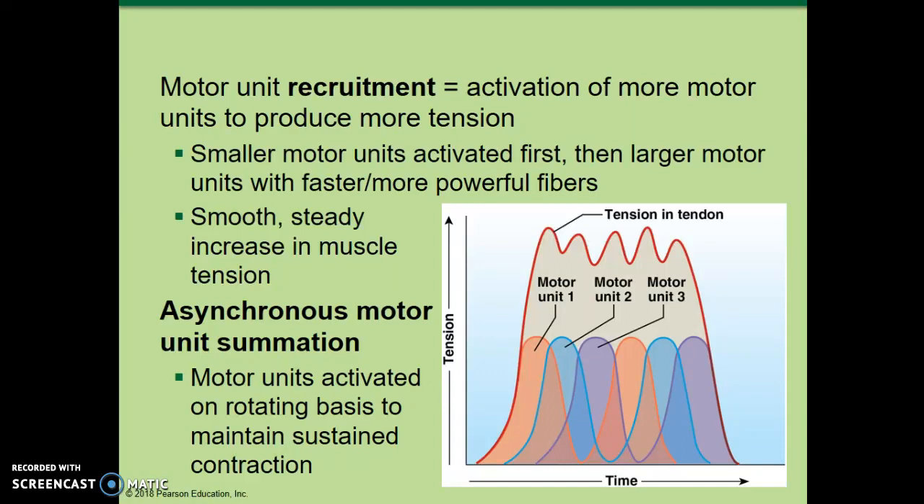So when we need more tension, at first the small motor units are activated, and then more and more motor units are activated. And this will allow a steady increase in muscle tension. Asynchronous motor unit summation: the motor units are activated on a rotating basis to maintain a sustained contraction.